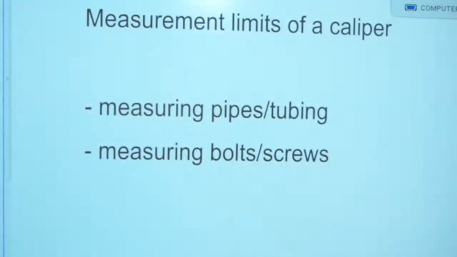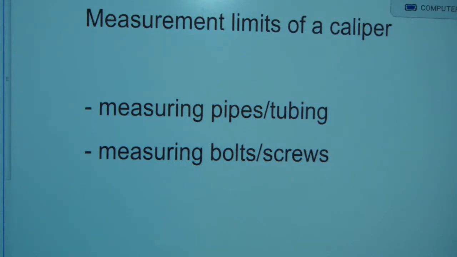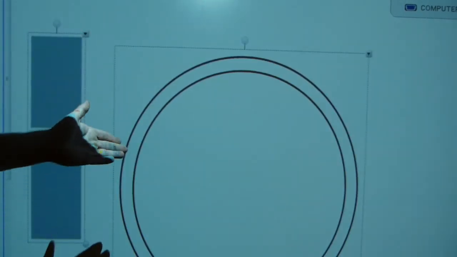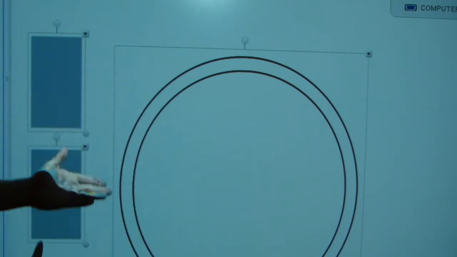So I produced another image of this interaction between circle and caliper jaws, and it looks like this. This circle here replaces the pipe in cross section.